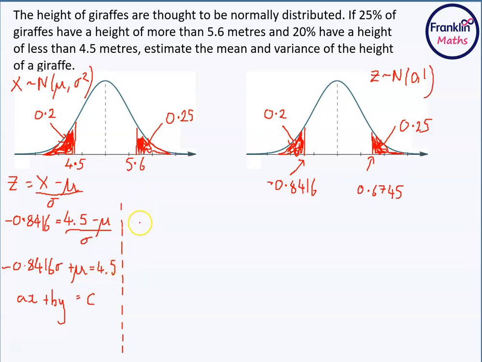Okay, I'm going to do exactly the same thing on this one. So 0.6745 is equal to 5.6 minus mu over sigma. Again, I'm just matching these two up. So 0.6745 sigma plus mu is equal to 5.6.